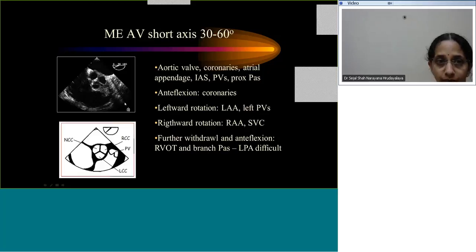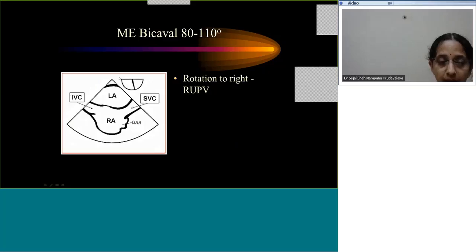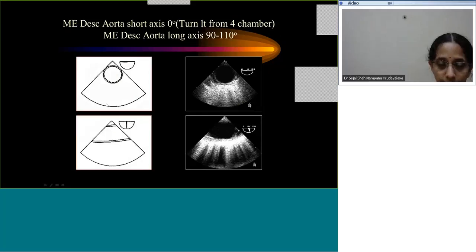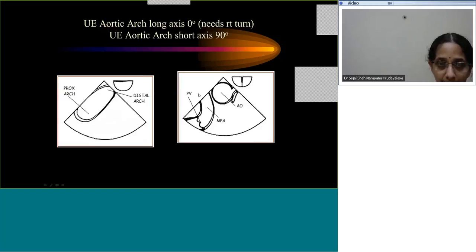Coming back to the aortic valve, at 60 degrees we get the aortic valve short axis. Adding 90 degrees, aortic valve long axis, and then coming to the bicaval view, and then going to the ascending and the descending aorta. The last is the upper esophageal view, which comes at approximately 20 to 25 centimeters. These last couple of views are practically more used by adults and less used on the pediatric side.